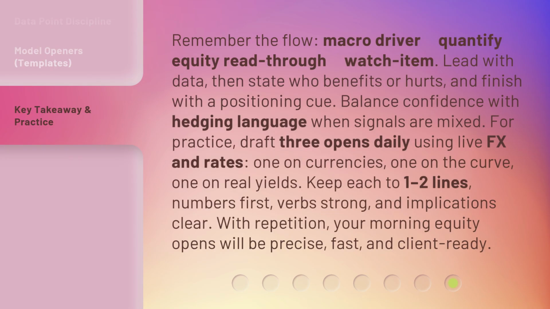Remember the flow. Macro driver, then quantify, then equity read-through, then watch item. Lead with data, then state who benefits or hurts, and finish with a positioning cue. Balance confidence with hedging language when signals are mixed. For practice, draft 3 opens daily using live FX and rates: 1 on currencies, 1 on the curve, 1 on real yields. Keep each to 1 to 2 lines, numbers first, verbs strong, and implications clear. With repetition, your morning equity opens will be precise, fast, and client-ready.